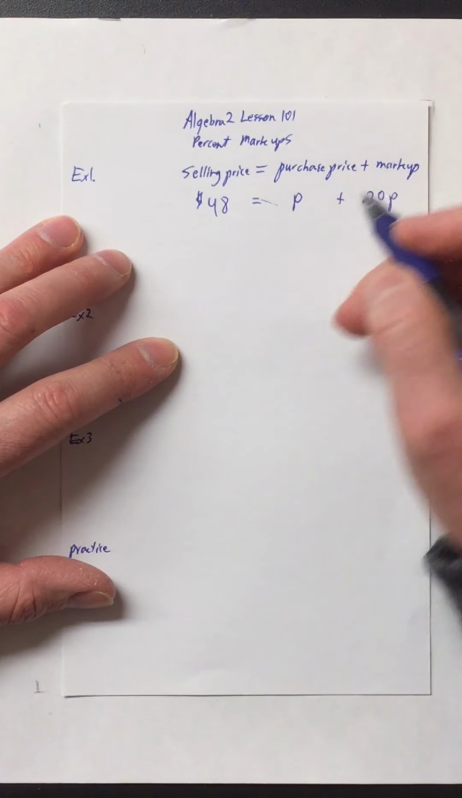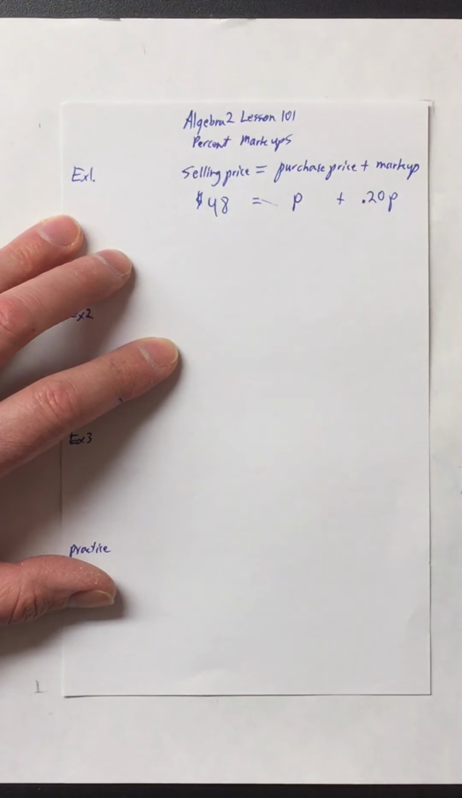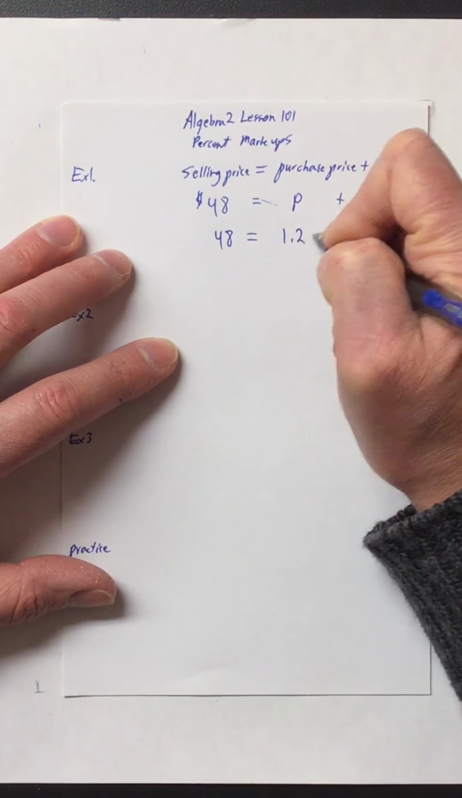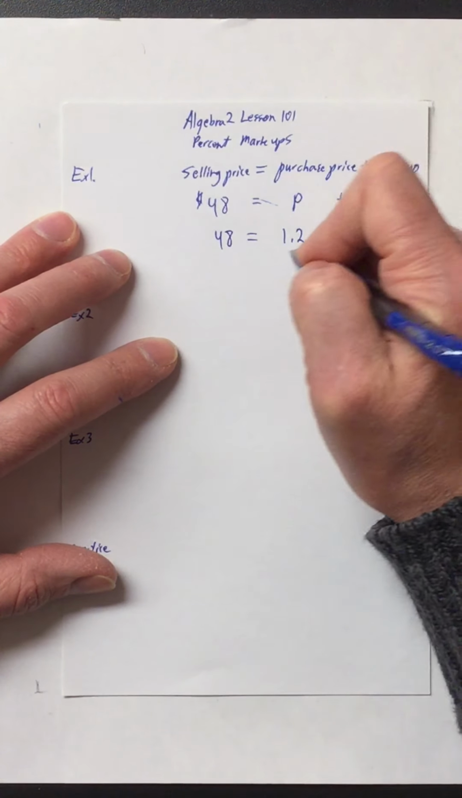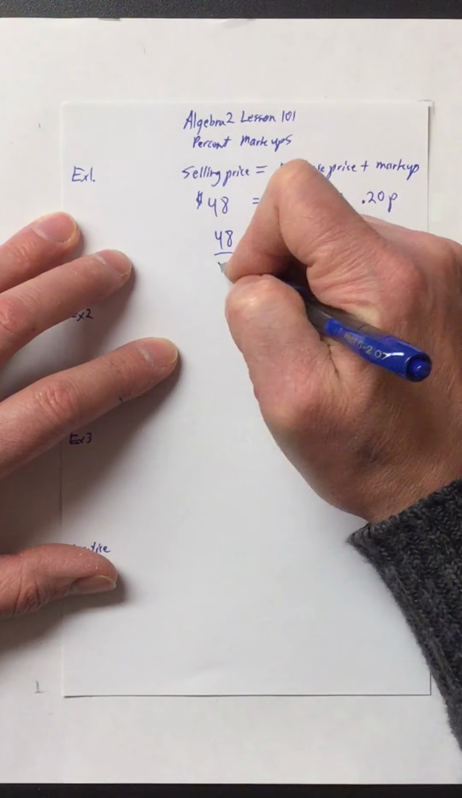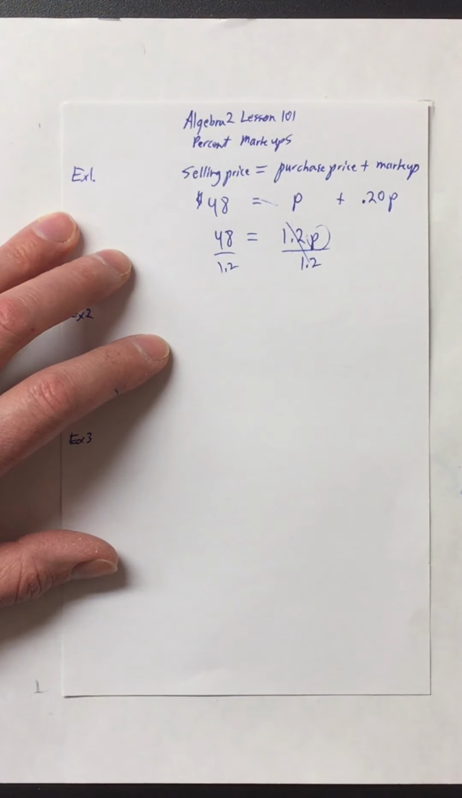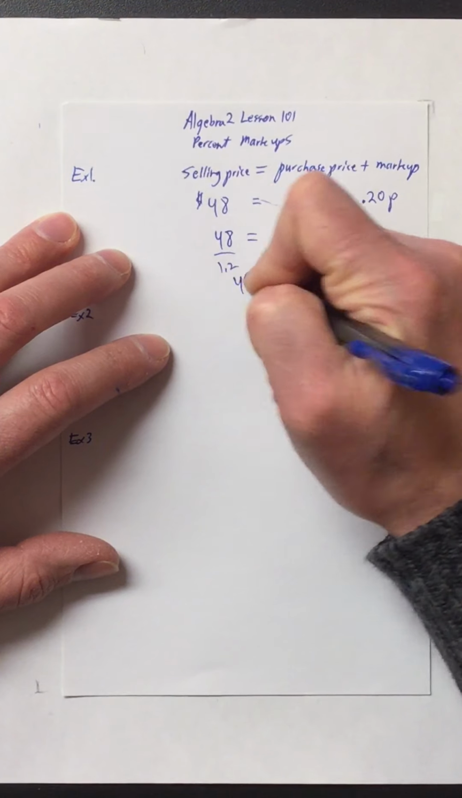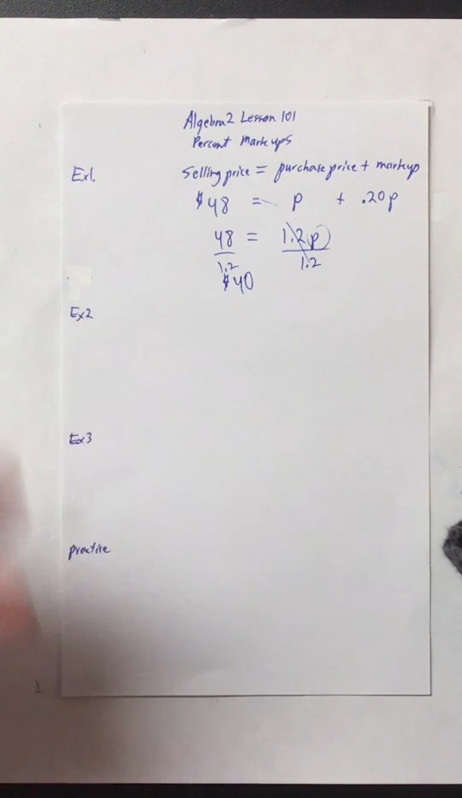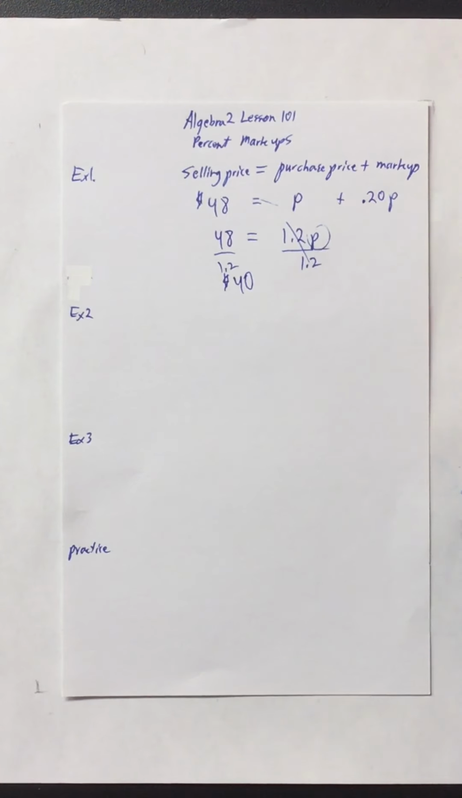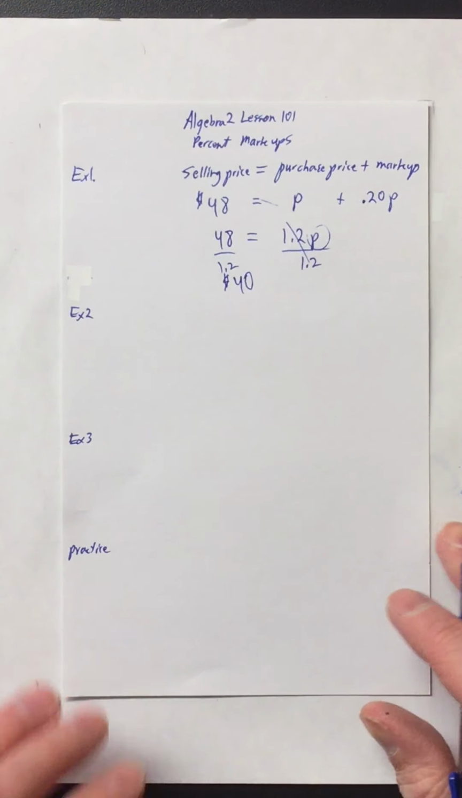Okay, these are like terms, so if we add them together, we get 48 is equal to 1.2P. If we divide both sides by 1.2, then we find P by itself. So 48 divided by 1.2 equals $40. So the purchase price was $40. They marked it up 20%, which was $8, to get the selling price of $48.